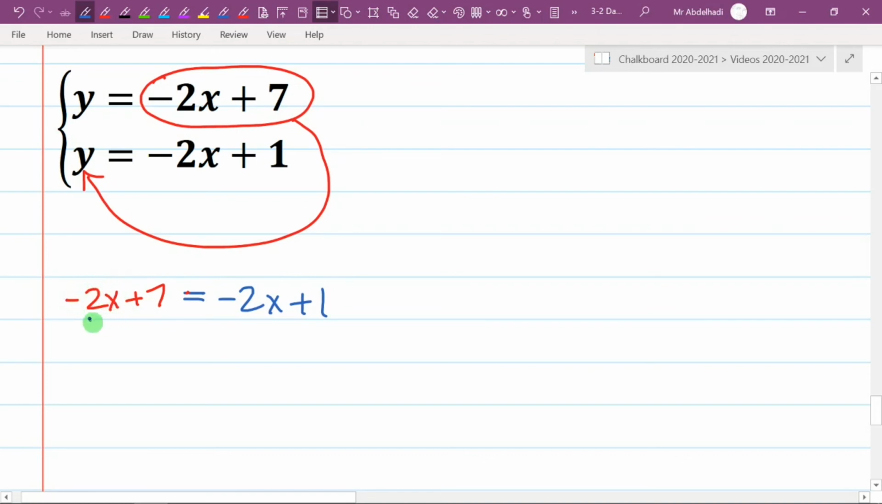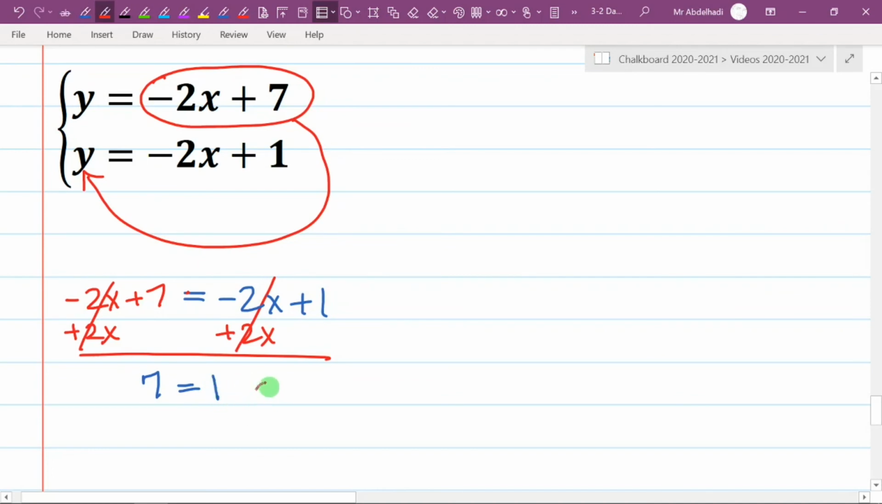How do you get rid of negative 2x? You're going to add 2x to it, and that'll cancel it out. But if you do that to the left, you have to also do that to the right. But that also cancels that out. So now what do you have? You have 7 equals 1.